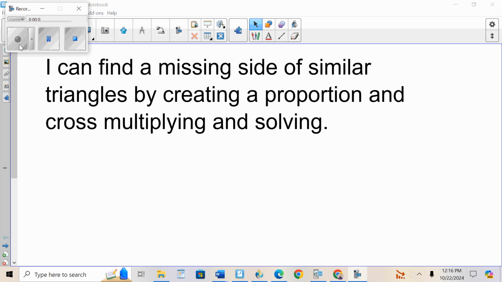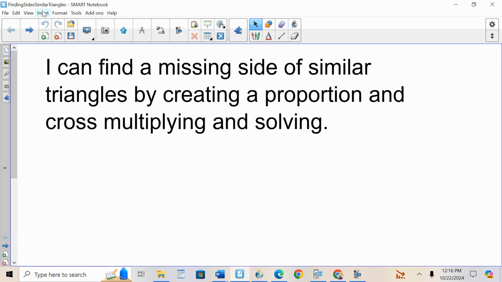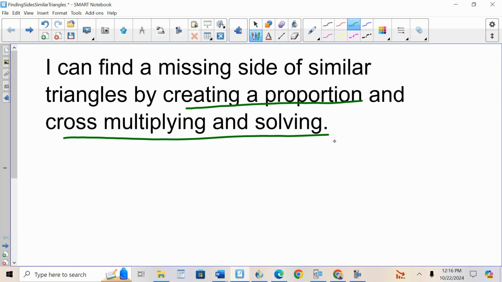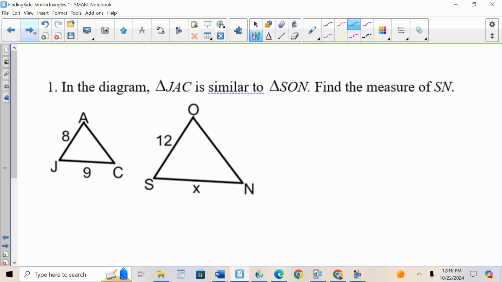Hello everybody. Today I can find a missing side of similar triangles by creating a proportion and cross multiplying and solving. This lesson really lays down the foundation for the entire similar triangles unit. And let's get to it.